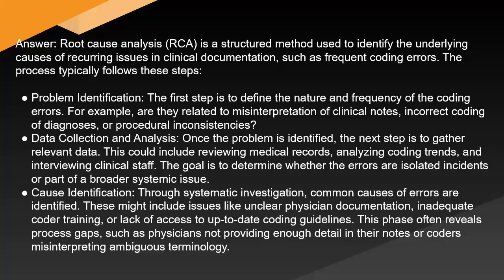Data collection and analysis: once the problem is identified, the next step is to gather relevant data. This could include reviewing medical records, analyzing coding trends, and interviewing clinical staff. The goal is to determine whether the errors are isolated incidents or part of a broader systemic issue. Cause identification: through systematic investigation, common causes of errors are identified. These might include issues like unclear physician documentation, inadequate coder training, or lack of access to up-to-date coding guidelines.